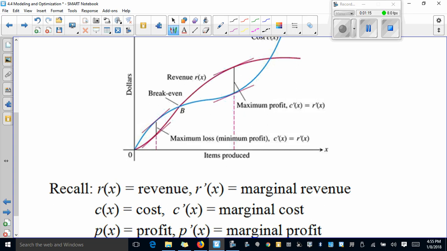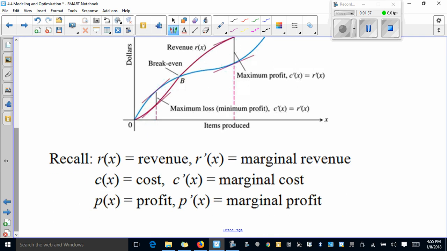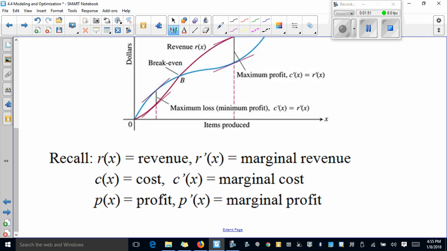So they give you the recall. Revenue is R of x, marginal revenue is just the derivative, then cost and marginal cost, and then your profit and marginal profit. And also keep in mind that your profit is equal to the revenue minus the cost. So your marginal profit would be the marginal revenue minus the marginal cost.